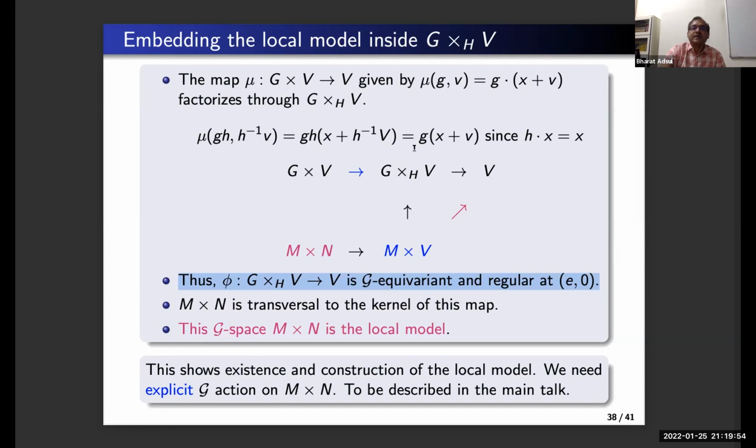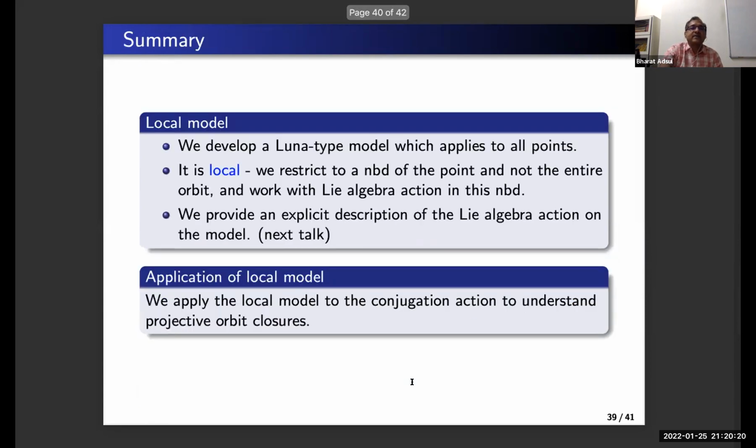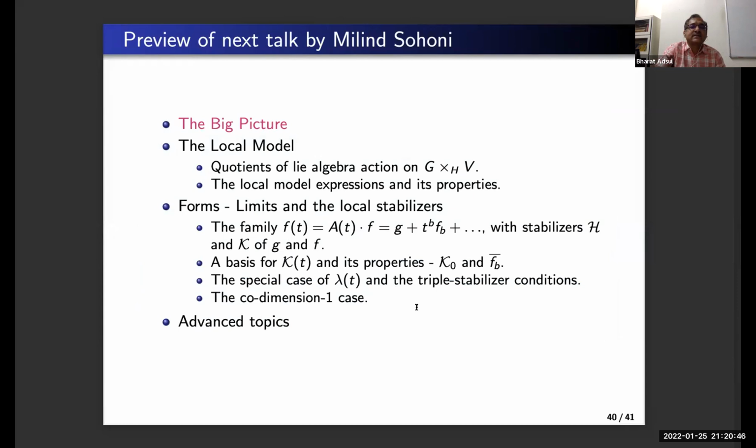This is something that will be described in the main talk, which will be given by Sonia on Thursday. What I have shown is the existence of the local model, but the explicit description of the action is extremely important, because that's what makes many of these calculations possible. That will be described later. Just to summarize, we have this Lunar type model which applies to all points. It's local and at the Lie algebra level. I have not given the explicit description of the Lie algebra action, so that will be covered in the next talk. We have used this local model to understand the projective orbit closures for the conjugation action. This is really the preview for the next talk.